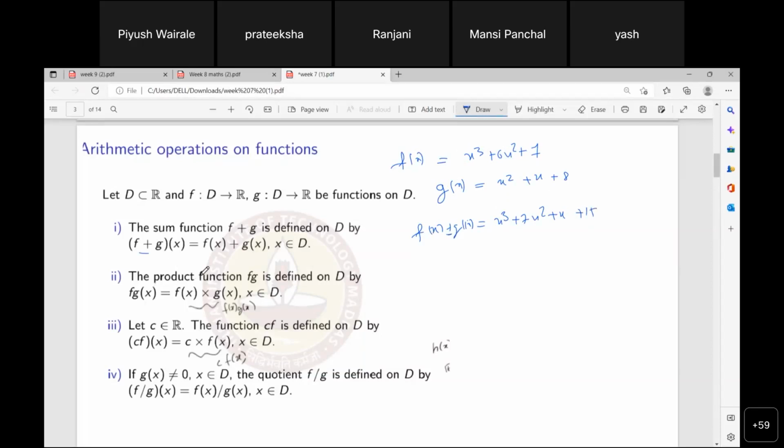Plus and minus. Now what is the product function? If I want to take the product of f of x into g of x, what do I have to do?